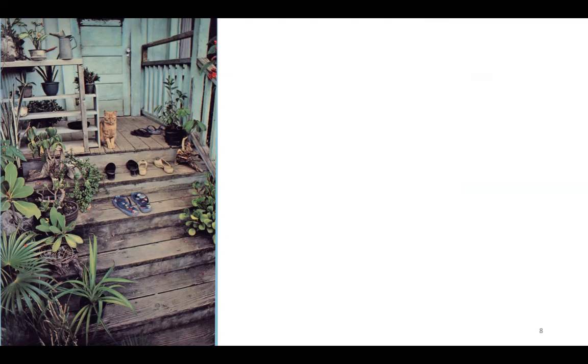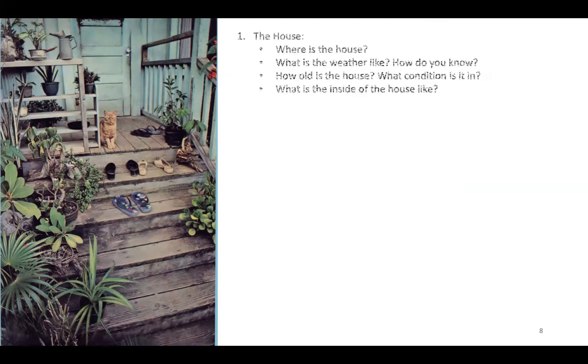Next, let's think about the people. Who lives there? What is their financial situation? Why do they live there? How many people are in the house now? Why do they leave their shoes outside? What are the people inside the house doing right now? How are they feeling? What are they thinking about? Would they move if they could? Why or why not?